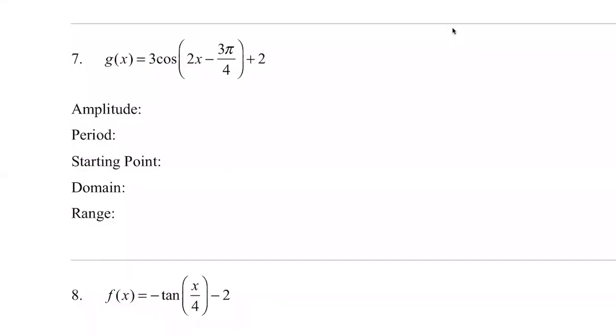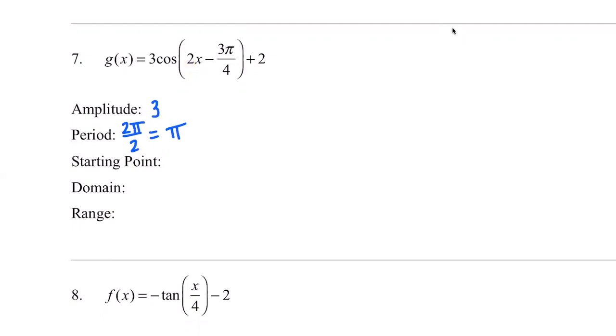Let's look at problem number 7. Number 7 is a cosine curve. It looks like A is 3. That will help us with our amplitude. Our B value looks to be 2. So when we take 2 pi divided by B, pi will be the period.